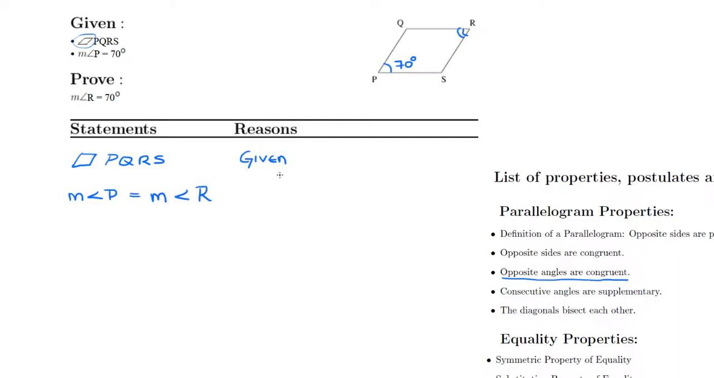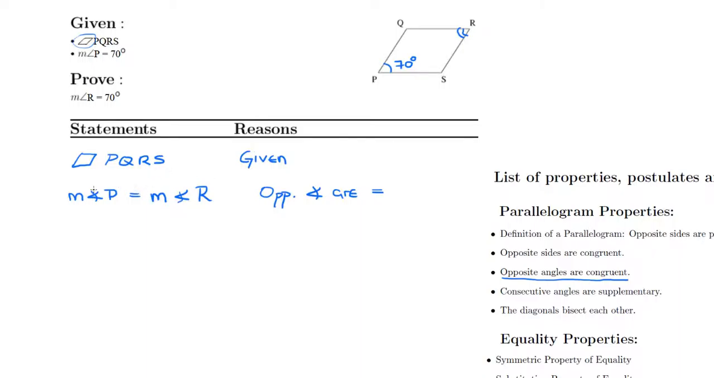What reason is that? Is the opposite, and I'm going to abbreviate because it's a long word. Opposite angles are congruent or equal. Okay, so this is the symbol for angles. I usually like this one because it's more clear. So measure P is equal to measure R. But that comes from parallelogram properties. But we're not done yet.